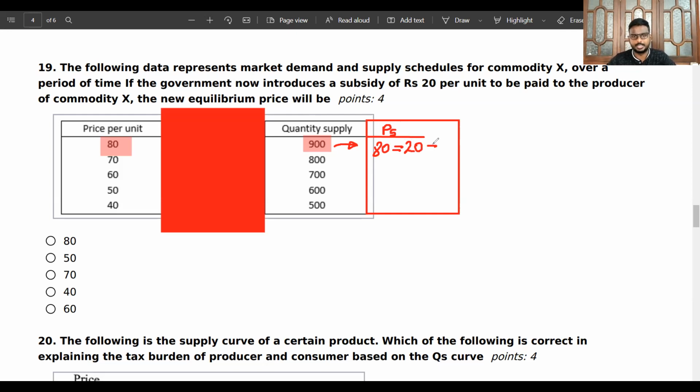20 rupees comes from the government. And what should be the price of the product now? That's, you know, the price charged from the consumer. That's supposed to be 60 only.